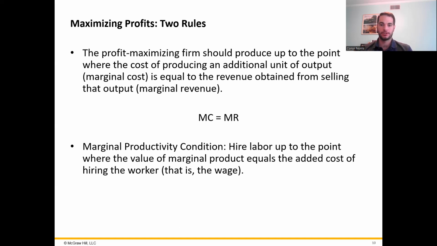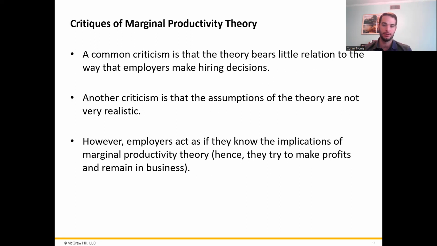So let's toss some numbers in here. If the value of the cookies a baker produces an hour is $25, but they only need to pay that baker $20 an hour, they will hire more bakers. But if the value of those cookies drops to $20 or even lower, the firm will stop hiring because it's no longer profitable to do so at that wage.